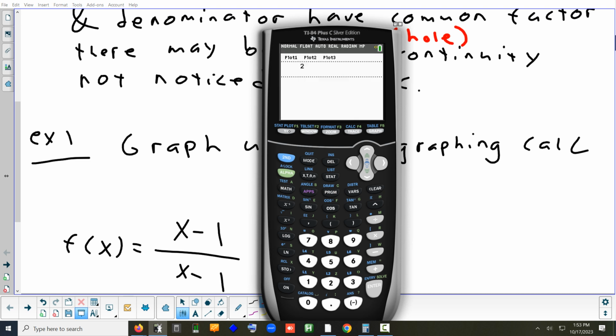Because if you graph x minus 1 divided by x minus 1, I meant to get rid of the other one. And let's do zoom 6. You're basically dividing two things that are the same. So they cancel each other out and you get 1. Looks like a solid line.